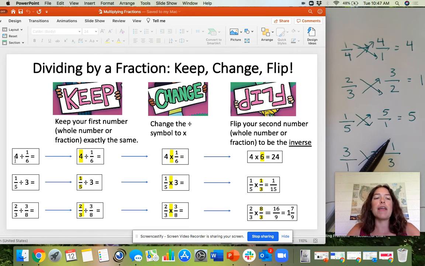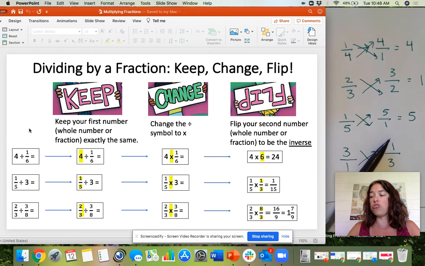Let's say I'm starting with 4 wholes. This could be like my 4 pizzas. And I'm going to divide it into sixths, into 1/6. Again, if I want to think about it like pizzas, it's like I have my 4 pizzas and I'm cutting each one into pieces that are the size of 1/6. And I want to know how many pieces I have.